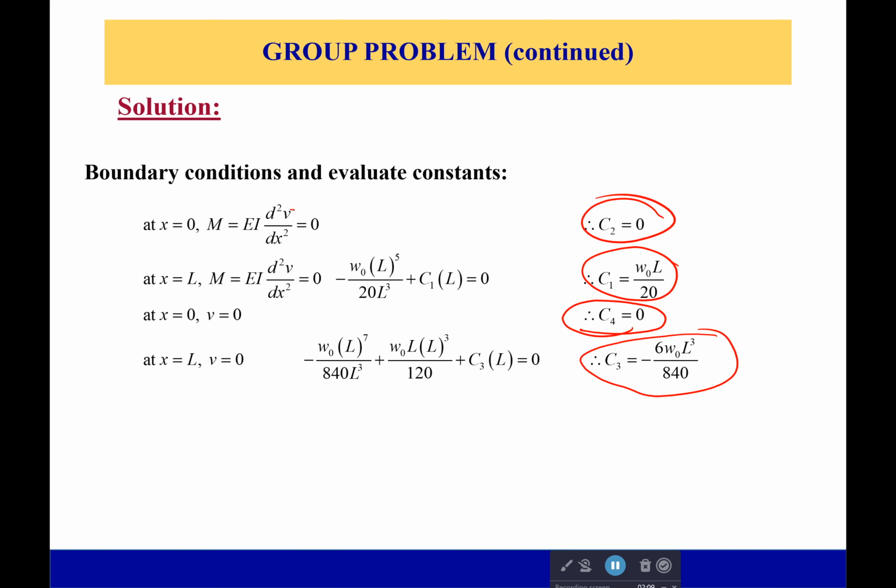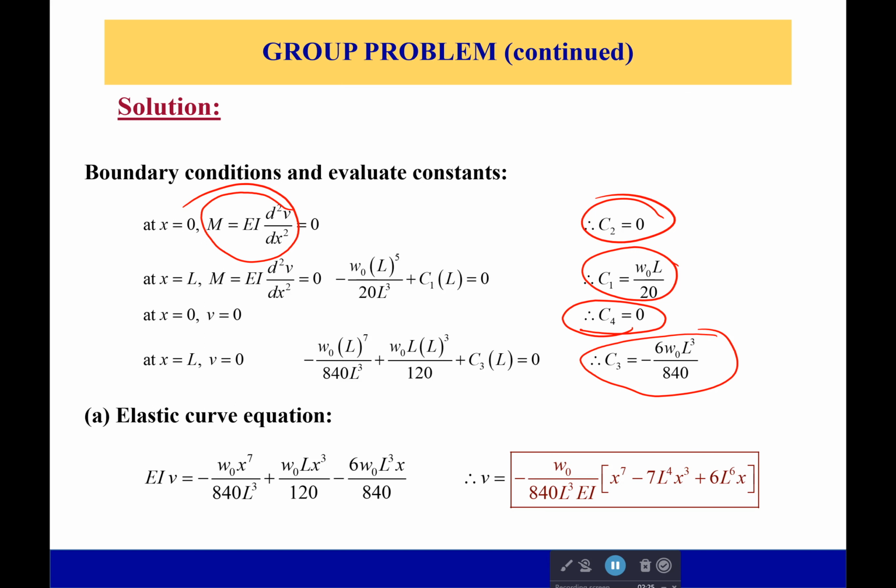Though we don't use the moment one quite as much, but for these kinds of problems, you will have to. So, even though these problems look really hard, like you were probably freaking out, those constants are actually really easy to get. So from that, we get our elastic curve equation. It's actually really, really nice when you have a load that goes across the entire beam. It makes things really simple because you can just integrate straight from the load.